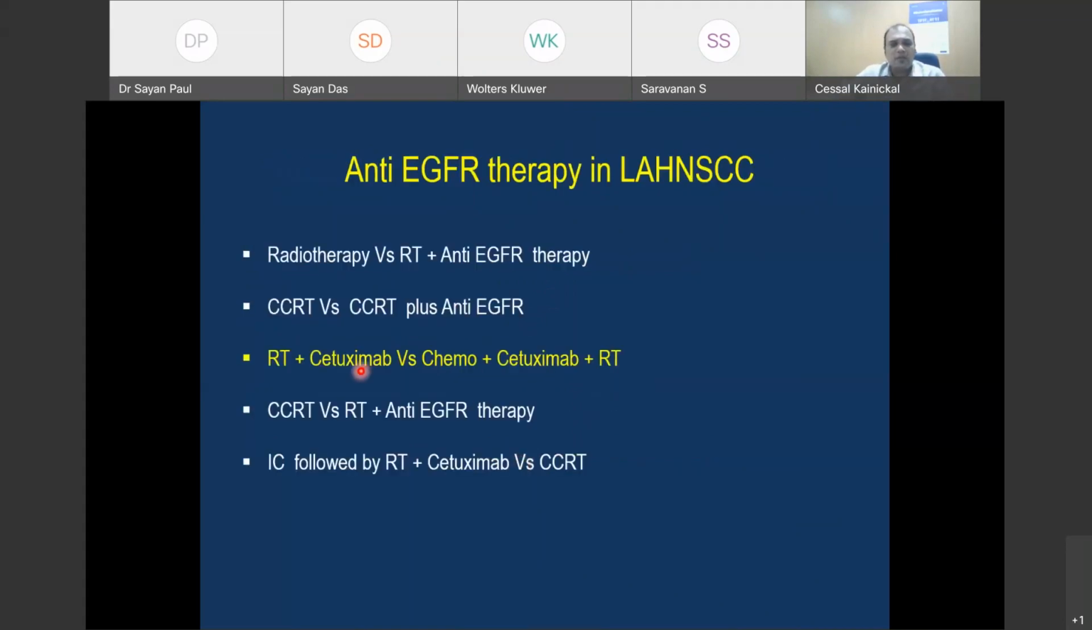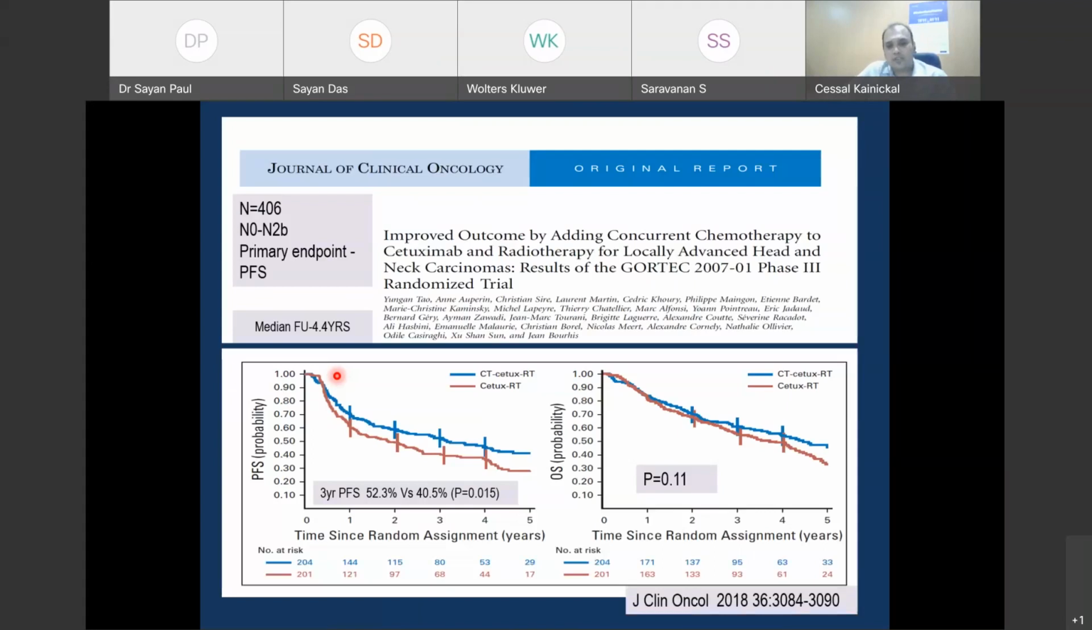The third approach came after the publication of the Bonner trial. Especially in patients with low nodal disease, there was a trend to use radiation plus cetuximab as a standard treatment. Then the question was asked by the French group: is there any benefit in adding chemotherapy to radiation plus cetuximab? This was mainly in low nodal disease. And this was addressed in the GORTEC 2007-01 clinical trial, which was published in JCO in 2018.